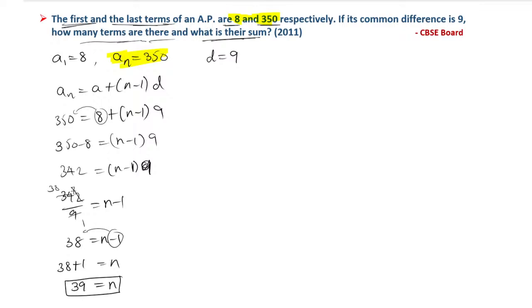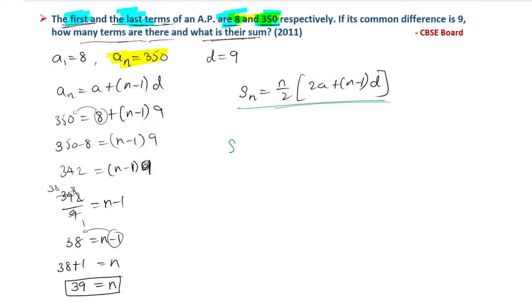This is your first part, because they have not told you to find only n, they have told you to find Sn also. So you can apply the Sn formula: n by 2 into 2a plus n minus 1 into d. But make it simple, because in the question they have given the first and the last term, 8 and 350. So you can apply this formula and get the answer, but you can go with Sn is equal to n by 2 into a plus an. The first term and the last term are given already, so you can go with this formula.